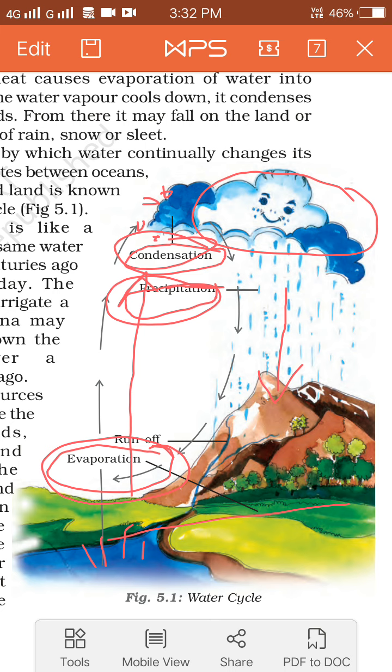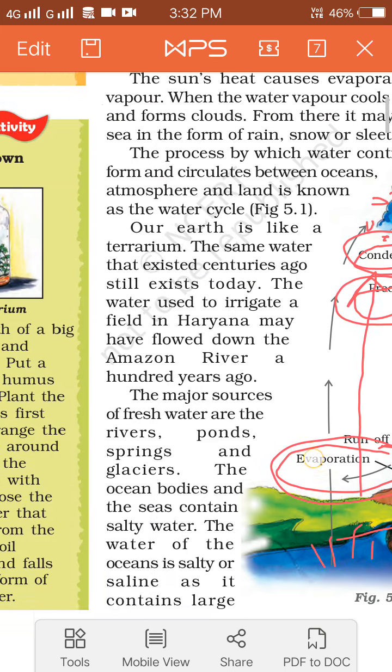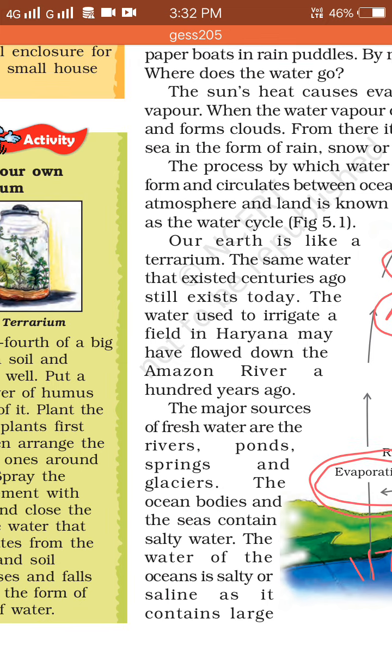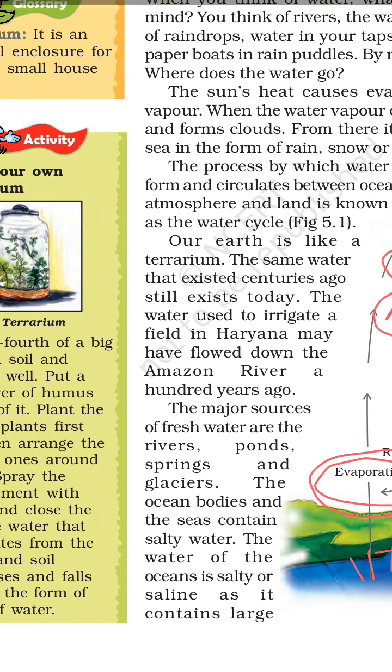The same water that is found today on the earth's surface is the water that was found centuries ago, due to the water cycle. The water of the Amazon river provides water to the fields of Haryana due to this water cycle.